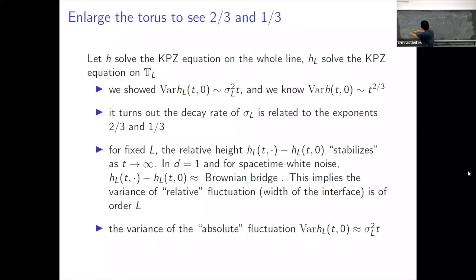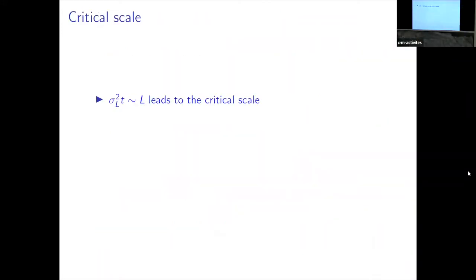Then you keep increasing the torus. When L is getting larger and larger, if they are of the same order, then you start seeing non-trivial correlations. That's a heuristic here. If L is of order 1, then the correlation is basically 1 when T is large. As you increase L, the relative fluctuation increases, and when it's of the same order as the absolute fluctuation, then you start seeing non-trivial correlations. So that's the heuristic. That's what I just said.